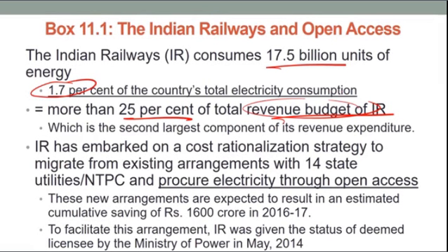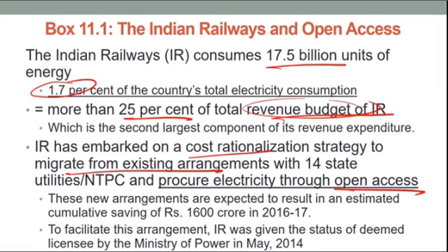So Indian Railways has gone to rationalize cost. What it's trying to do is change from existing agreements. Right now, it has a lot of existing agreements with different state utilities, so everyone will be charging different costs. Instead, it will go through open access. Open access means it will be a single market. It will take from the best bidder. Whoever is giving the lowest price, it will buy from that.